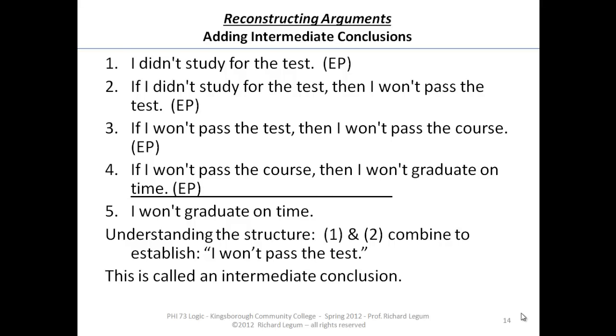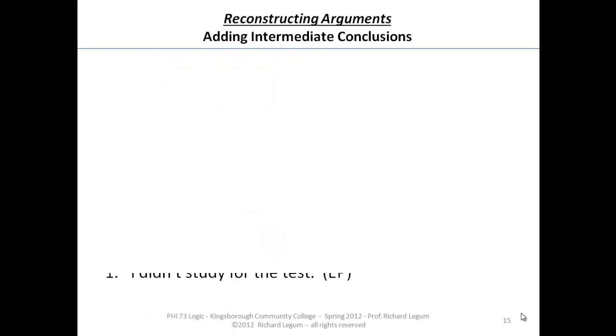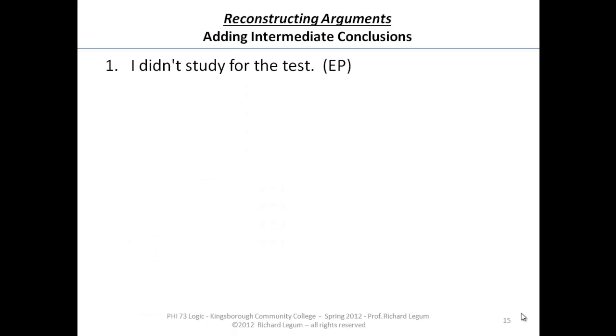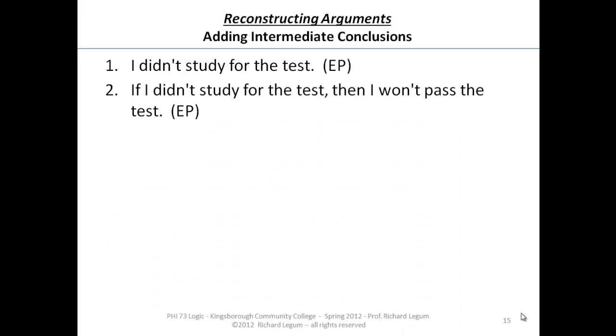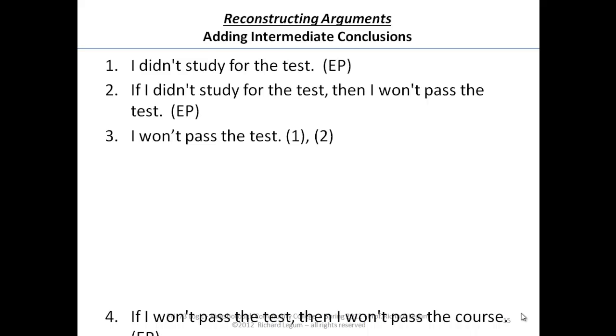So what we're going to want to do in arguments is to make everything explicit, actually put in the intermediate conclusions so we can see that the logic is good, that they're valid or cogent inferences, and then we're just going to go and evaluate the premises. So now adding it in, it'll be: 1, I didn't study for the test. 2, if I didn't study for the test, then I won't pass the test. 3, therefore I won't pass the test, follows from 1 and 2.